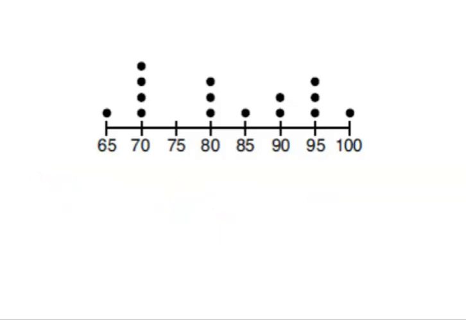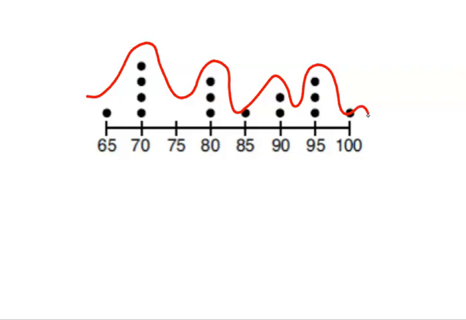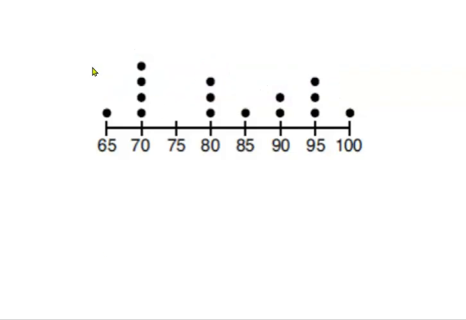The dot plot really allows us, though, to see a trend. We see that the highest number of values are in the 70s here, and that there are 3 single points at 65, 85, and 100. And we can kind of notice that the data goes up and down. So visually, a dot plot can help you see any trends.